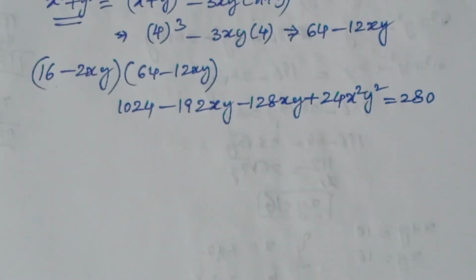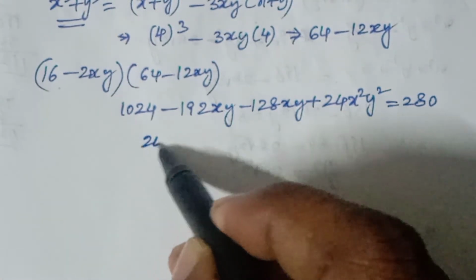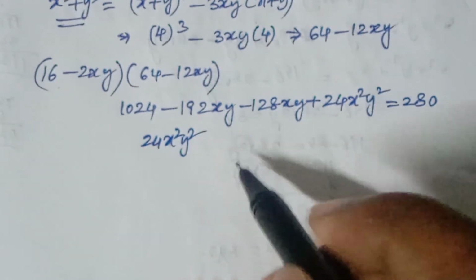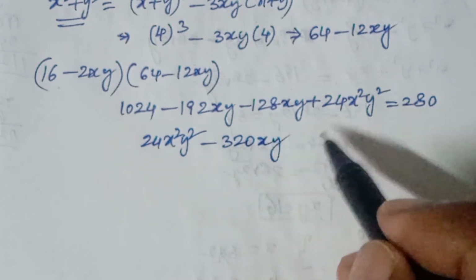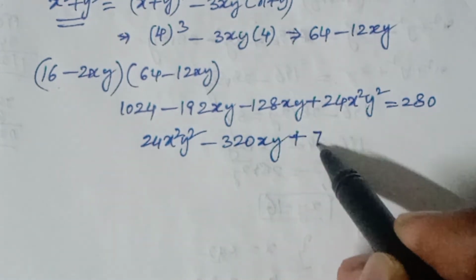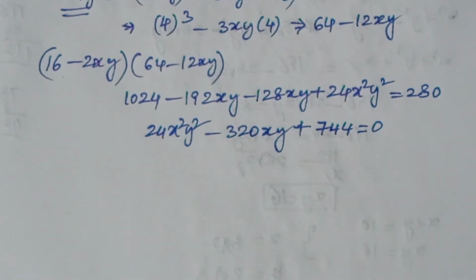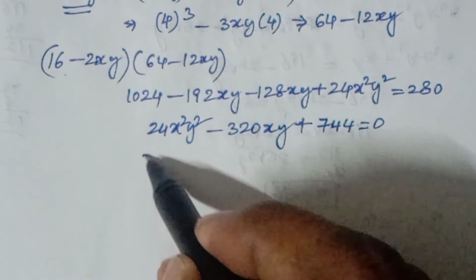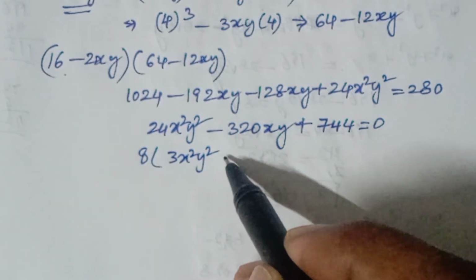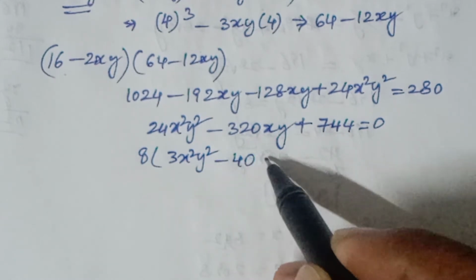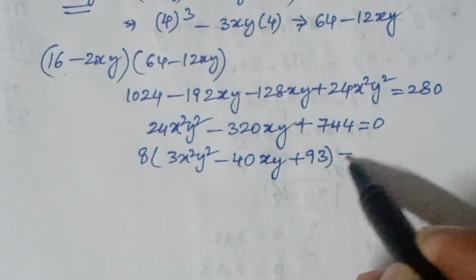So these are the values you are getting. If you solve this, what you are getting here: 24x square y square minus 320xy plus 744 equal to 0. Now here I am taking 8 common. 8 common: 3x square y square minus 40xy plus 93 equal to 0.